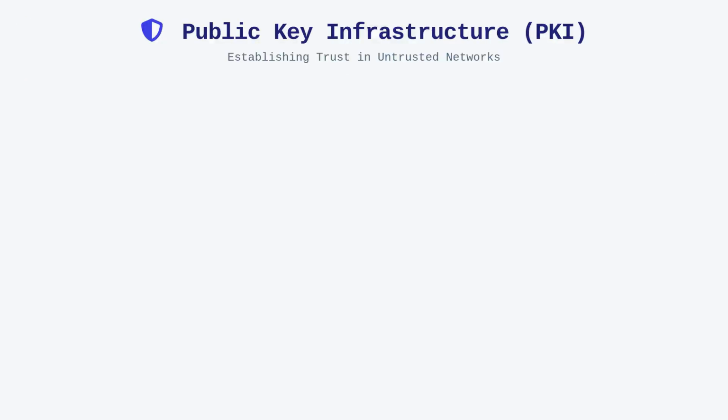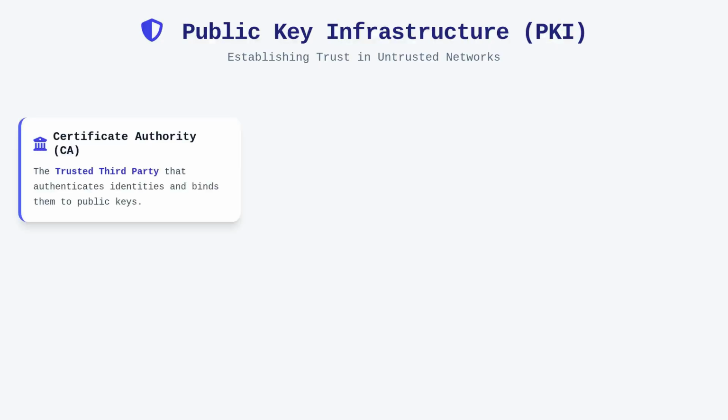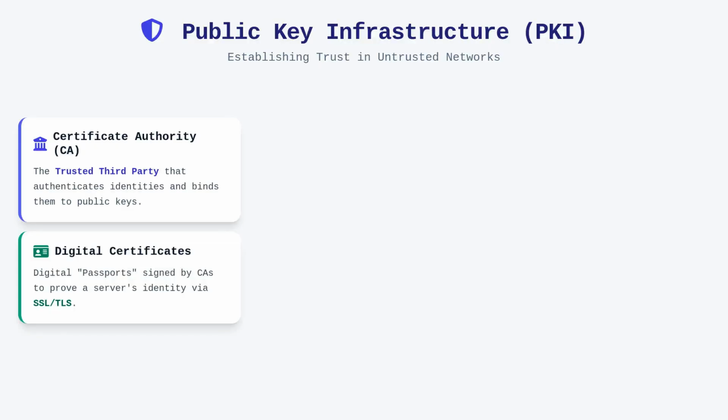Public Key Infrastructure, or PKI, is a hierarchical framework that utilizes digital certificates to establish trust across inherently untrusted networks like the Internet. At the heart of this system is the Certificate Authority, a trusted third-party organization that authenticates the identities of entities and binds them to their public keys. When you visit a website protected by SSL or TLS, the server presents a digital certificate that has been digitally signed by a trusted CA, effectively vouching for the server's identity.